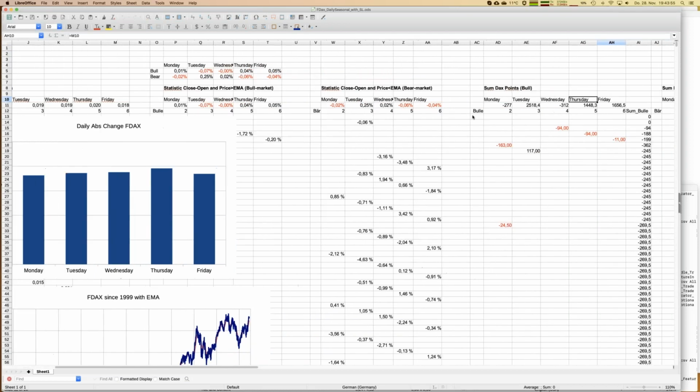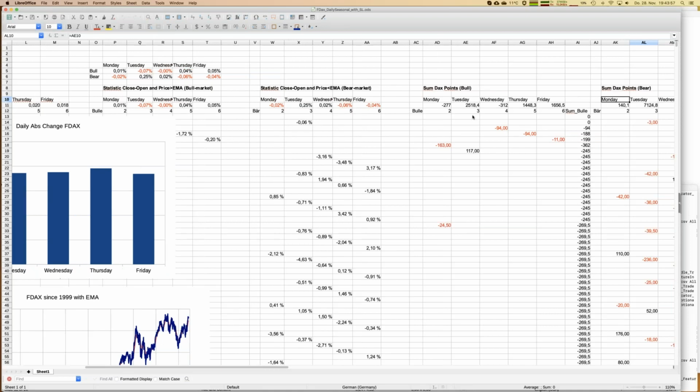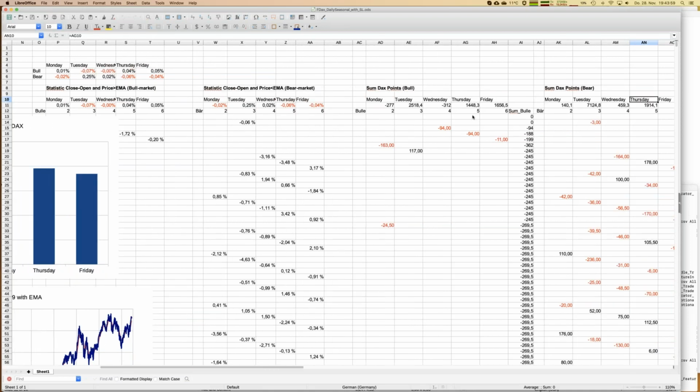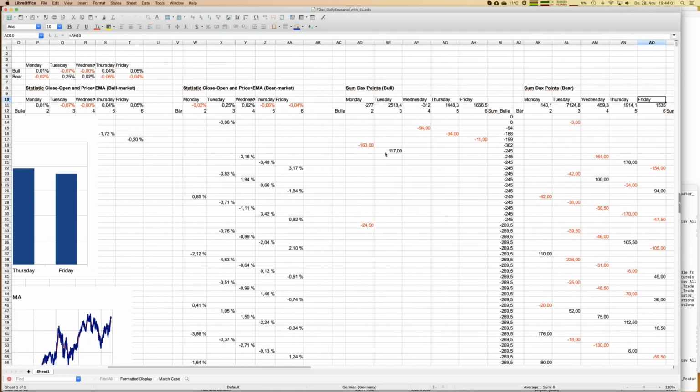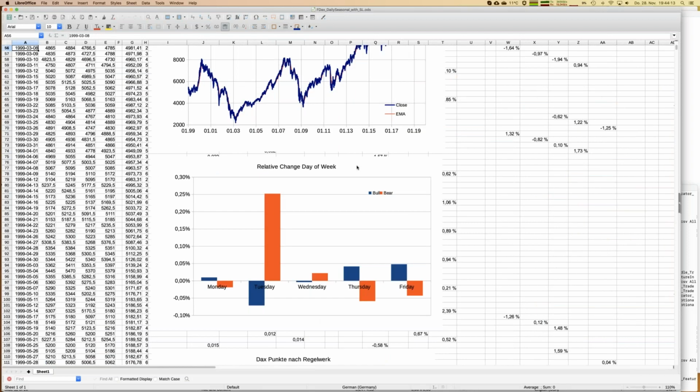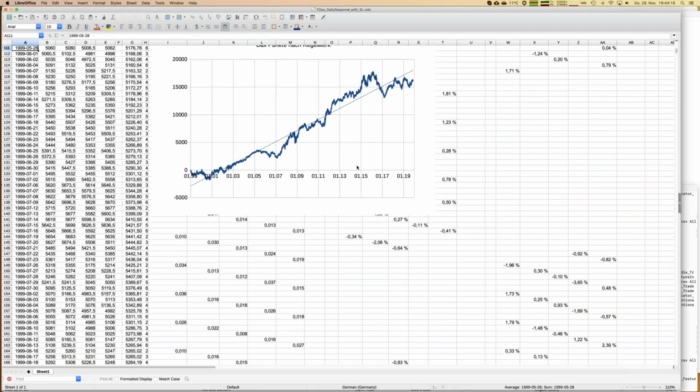But of course, it's not only the statistics I have done. I have made complete trades out of that. Complete trades. First, I just sum up all the DAX points. But honestly, that's not fair. Let me show you the graph, even if it's nice. And that is a graph of the last 20 years. So we would have earned in total more than 15,000 points.